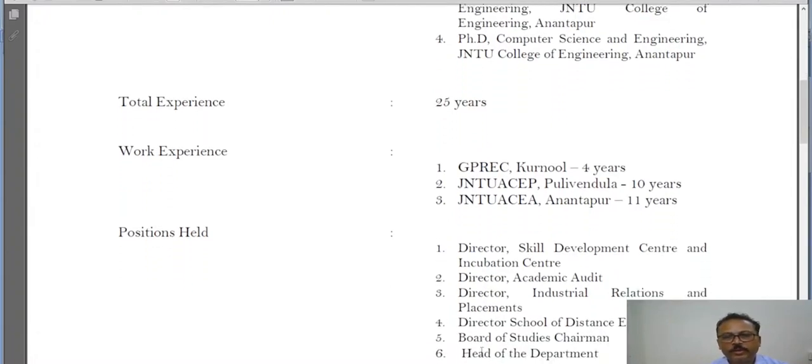And I worked at Pulla Reddy College of Engineering, Kurnool for 4 years. Then I worked here for 6 years, from 2000 to 2006. In 2006, I was transferred to JNTU Pulivendula, where I worked for approximately 10 years. And in 2017, I came back here. Working in JNTU Pulivendula is also a wonderful experience. I was HOD from the beginning. I can say the JNTU College of Engineering Pulivendula Computer Science Department is my baby. Except for 1 or 2 months, I was the HOD, and I created everything.